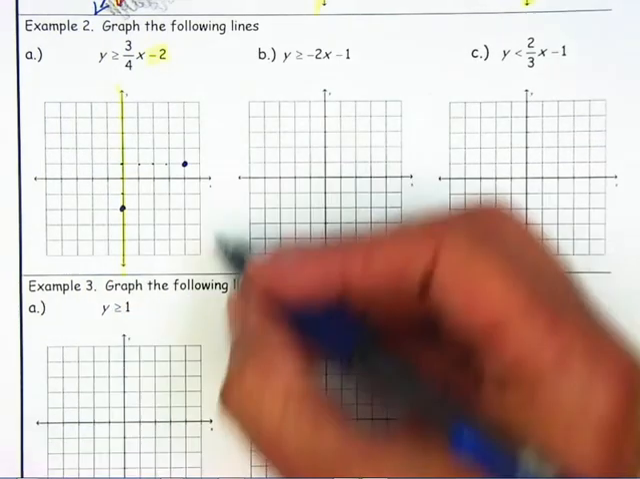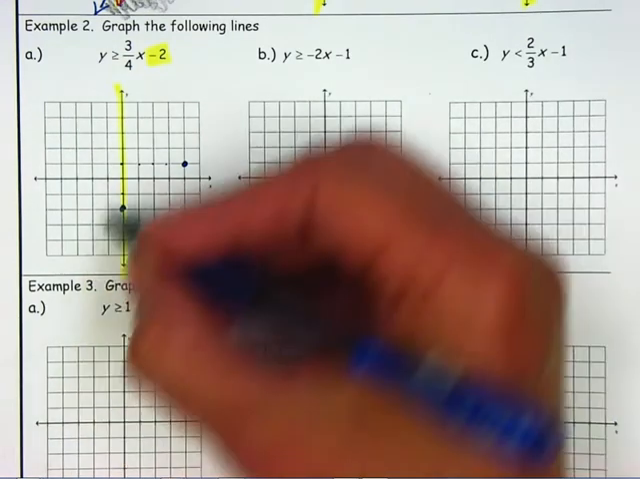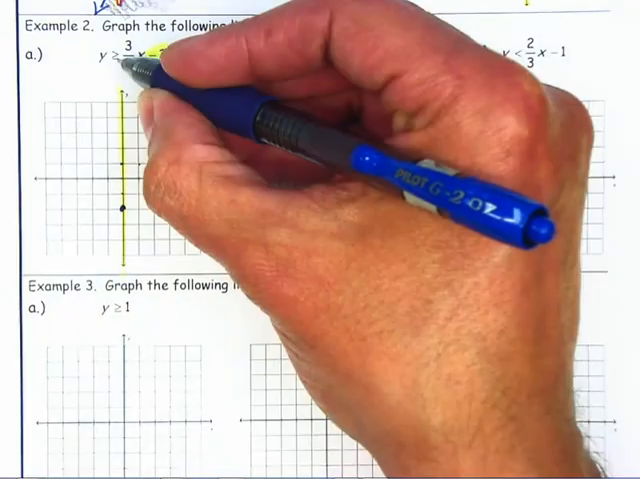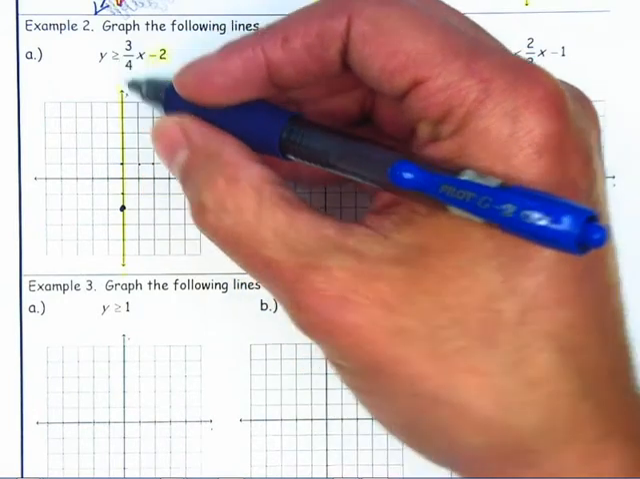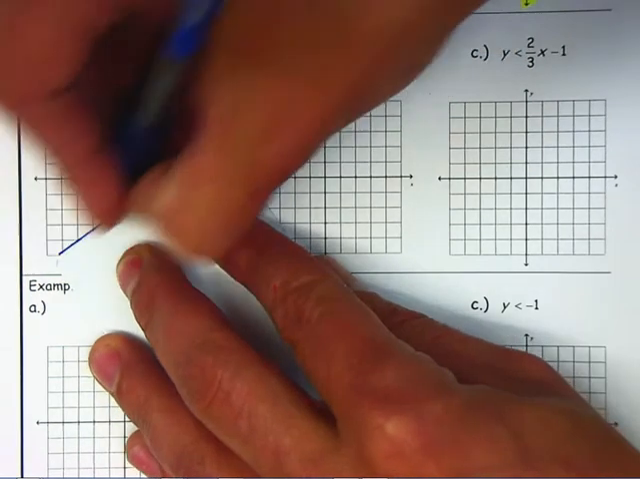Next, I need to decide before I make my line if it's going to be a solid line or a dashed line. Let's see. There's an equal sign underneath, so that means that's going to be a solid line, correct? So this is going to be a solid line.